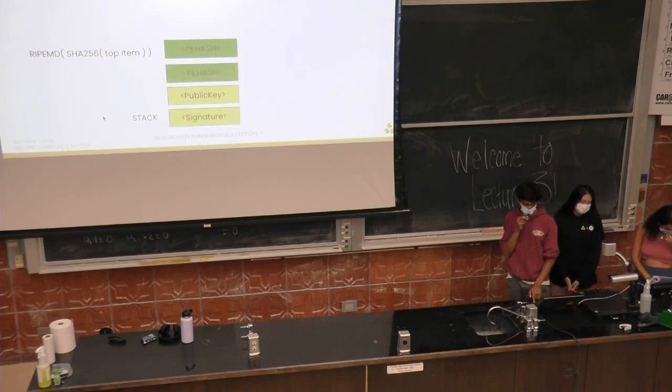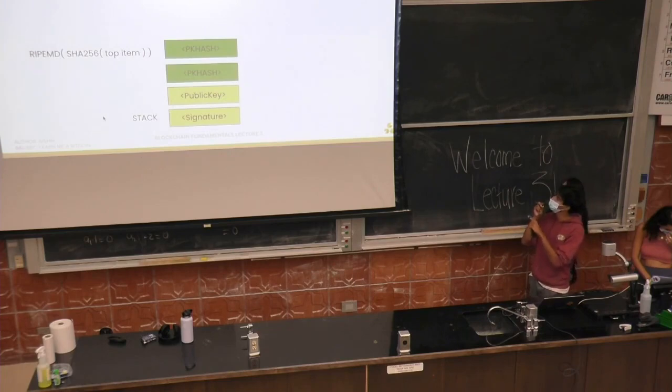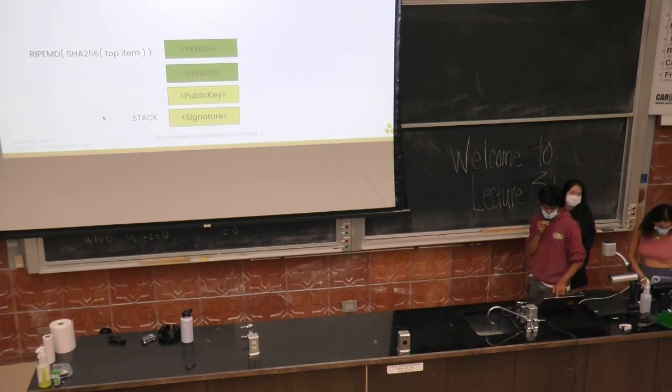It'll perform the hash on the public key, and we will have two public key hashes on the top of the list now. We just performed OP_HASH160 on the item below, which gave us that public key hash. And then the next item in the stack is also the public key hash that we were given in the code. So we're going to drop it on the stack.